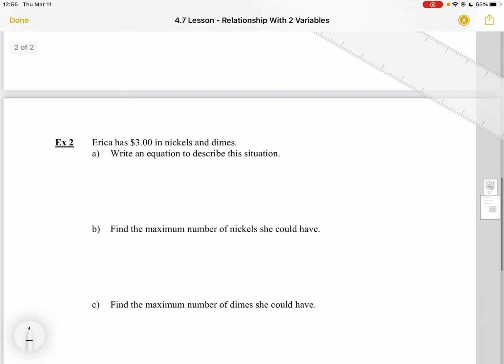Our next example that we're going to do is with money. So Erica has $3 in nickels and dimes. I'm going to start off by defining my variables. So I'll use N for nickels and D for dimes. And then I know that each nickel is worth 5 cents. Each dime is worth 10 cents. And they equal a total of $3.